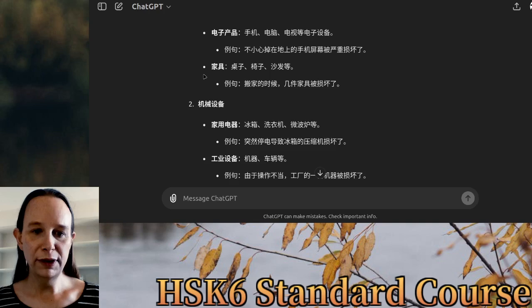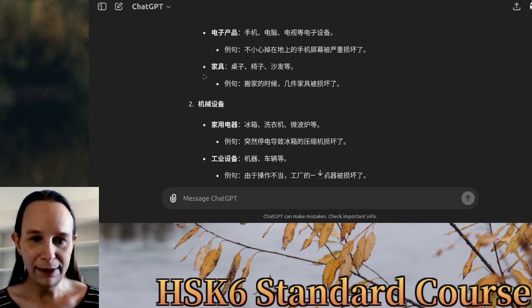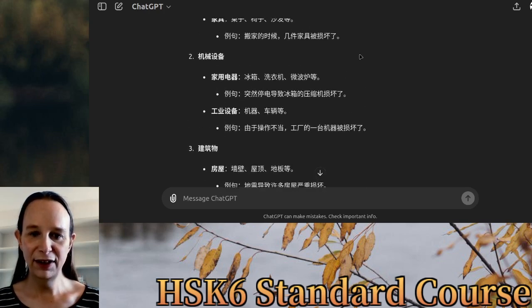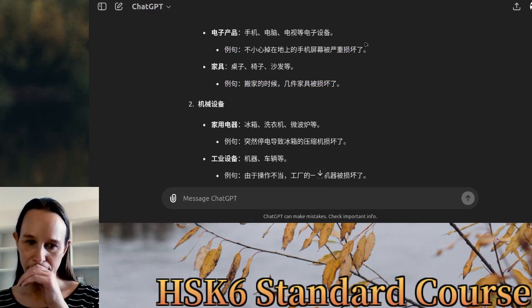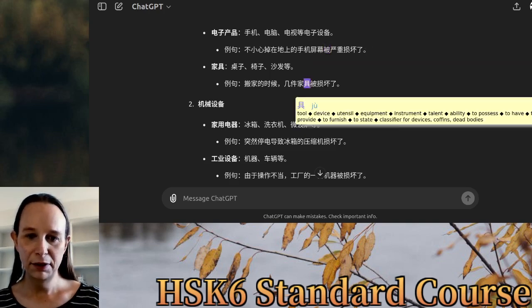家具, 桌子椅子沙发等. 例句, 搬家的时候, 几件家具被损坏. Okay, so you damage furniture while moving. Alright, so you can damage things. So these are both 被损坏, 家具.